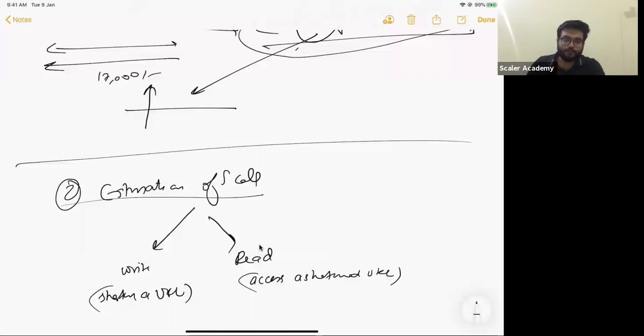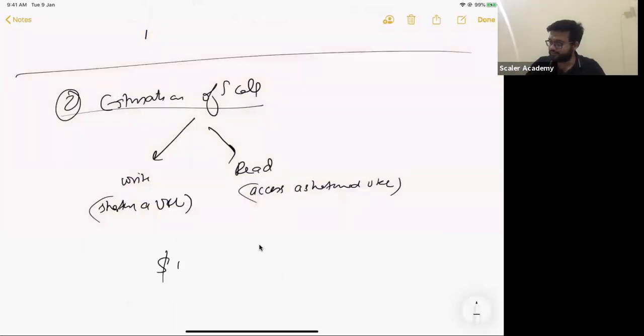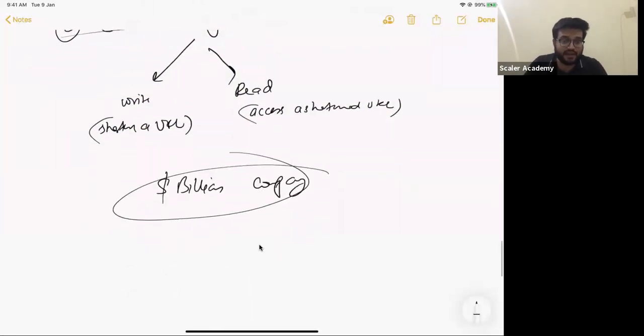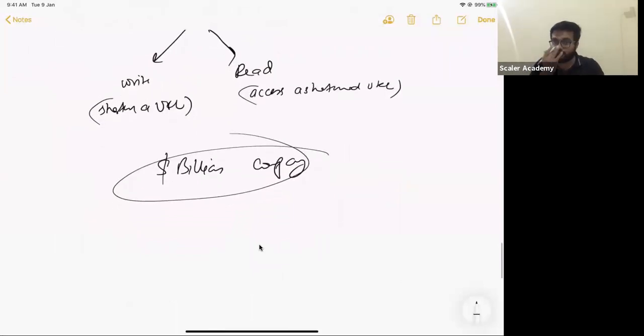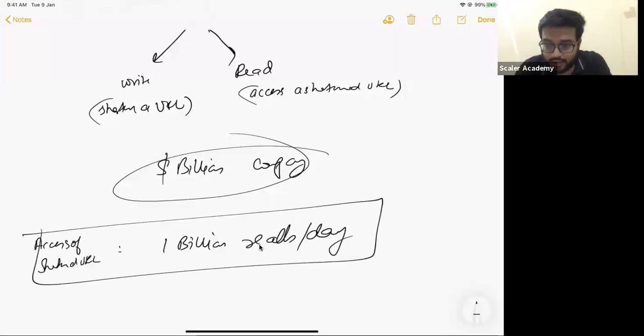Does it make sense? Uzair, you're absolutely right. Cool. Now, let's assume you are actually building a $1 billion company. And now if you're building a $1 billion company, you can very safely assume that the number of reads every day would be of the order of 1 billion reads every day. Okay. So let's assume that the number of accesses of shortened URLs that you're going to see every day is going to be of the order of 1 billion. Does that make sense, folks?